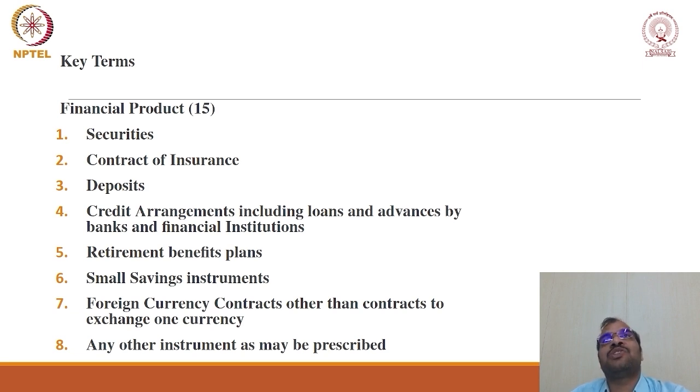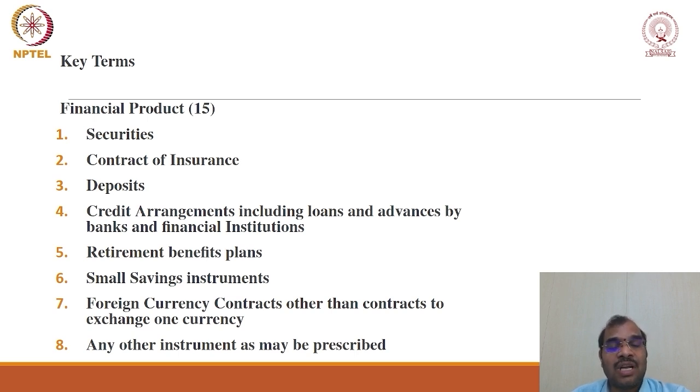If banking institutions or financial institutions are providing any credit arrangements, maybe in the form of loans or an overdraft facility, maybe advances, these are all included in the financial products. Then retirement benefit plans. We have various retirement benefit plans. Then small savings instruments. If any small savings instruments are there, they are also included in the financial products.